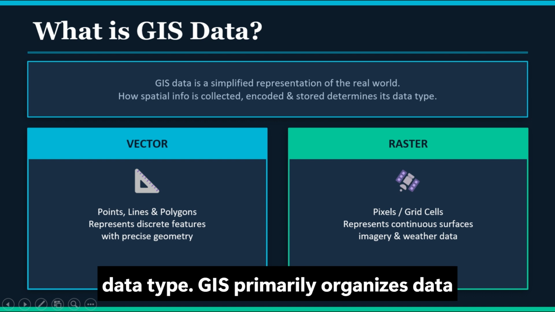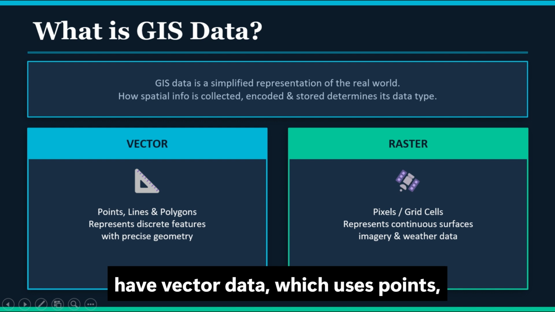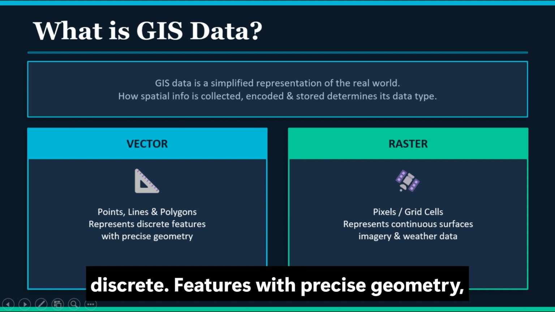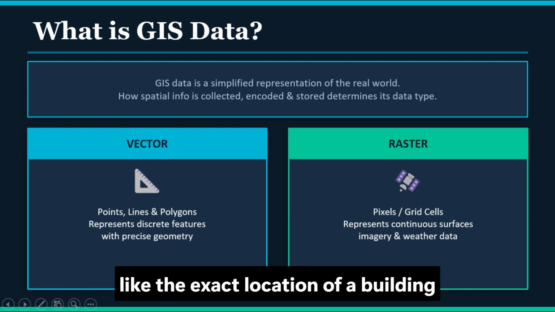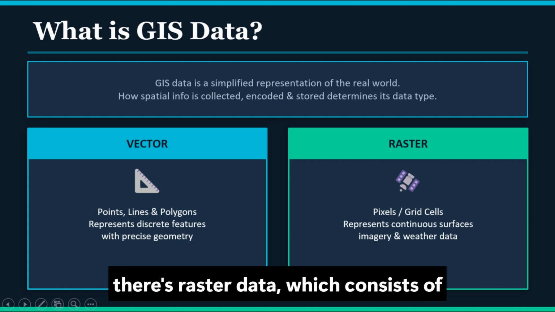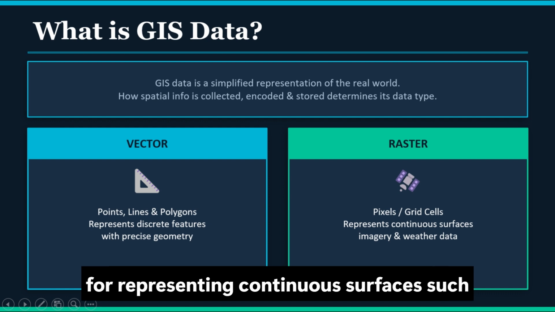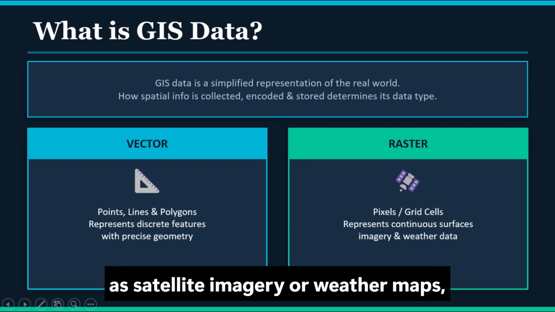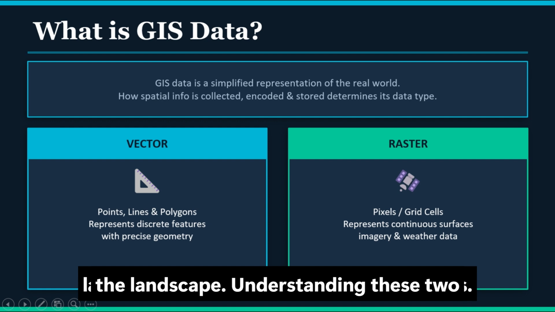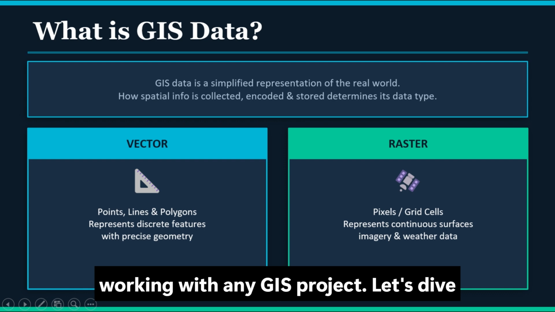GIS primarily organizes data into two main structures. First, we have vector data, which uses points, lines, and polygons to represent discrete features with precise geometry, like the exact location of a building or the boundary of a park. Then there's raster data, which consists of pixels or grid cells. This is perfect for representing continuous surfaces such as satellite imagery or weather maps, where information changes smoothly across a landscape. Understanding these two types, vector and raster, is fundamental to working with any GIS project.